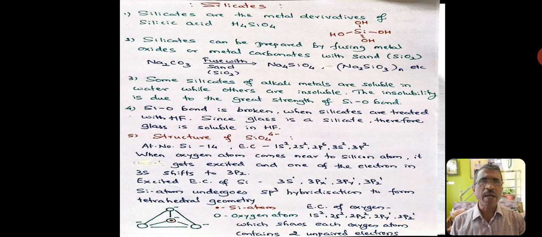Silicates can be prepared by fusing metal oxides or metal carbonates with sand. Sodium carbonate, when it is fused with the sand, we get sodium silicate Na4SiO4, which further polymerizes to give (Na2SiO3)n. Some silicates of alkali metals are soluble in water while others are insoluble.